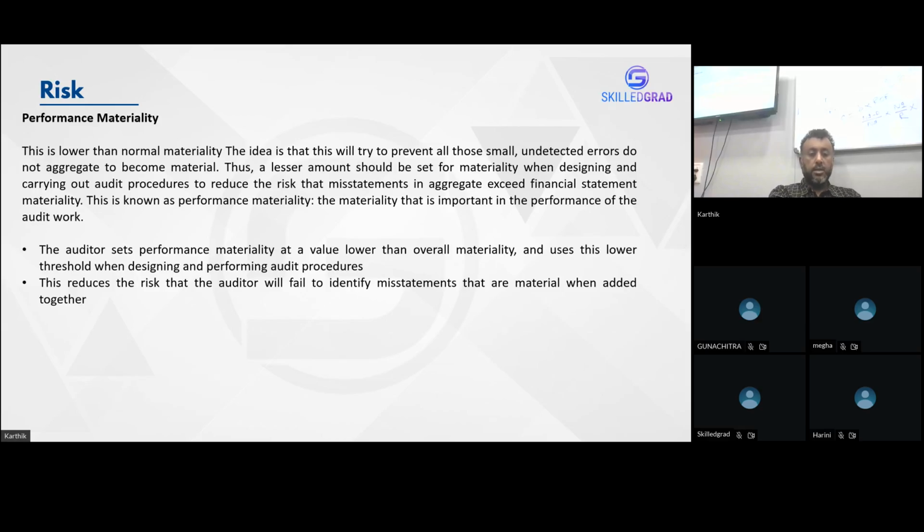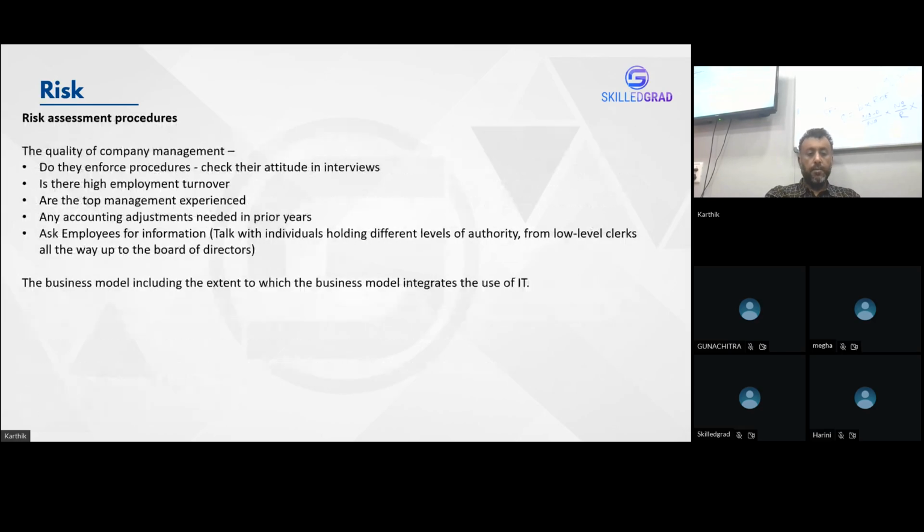Okay, so this is known as performance materiality. It is very important to the auditor. The auditor sets performance materiality lower than the overall materiality and uses this lower number for his audit procedures. If there is a problem, he might question the management and say the financial statements do not represent a true and fair view. This reduces the risk that the auditor will fail to identify misstatements that are material when added together. Since he's setting a lower number, it will naturally identify all the problems. That's what I'm trying to say.